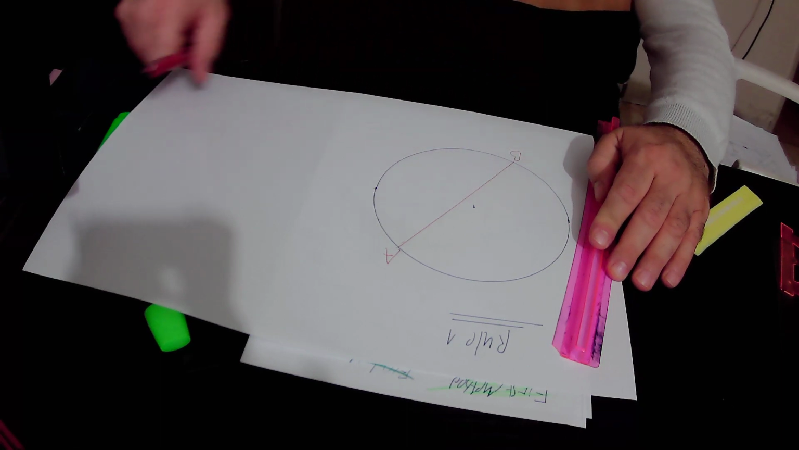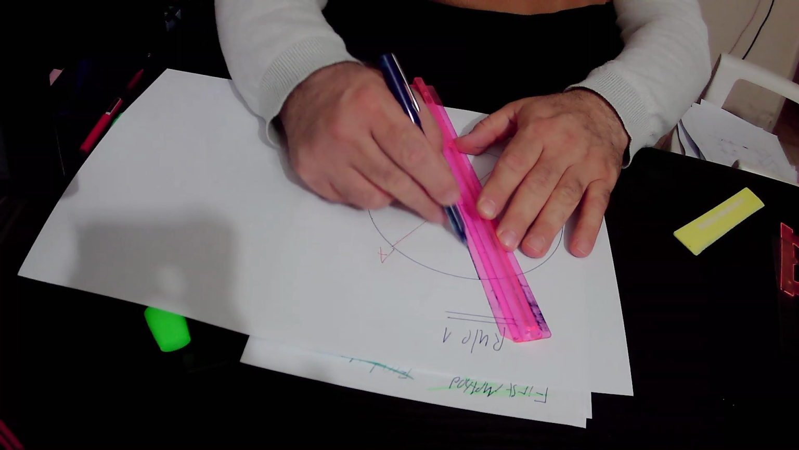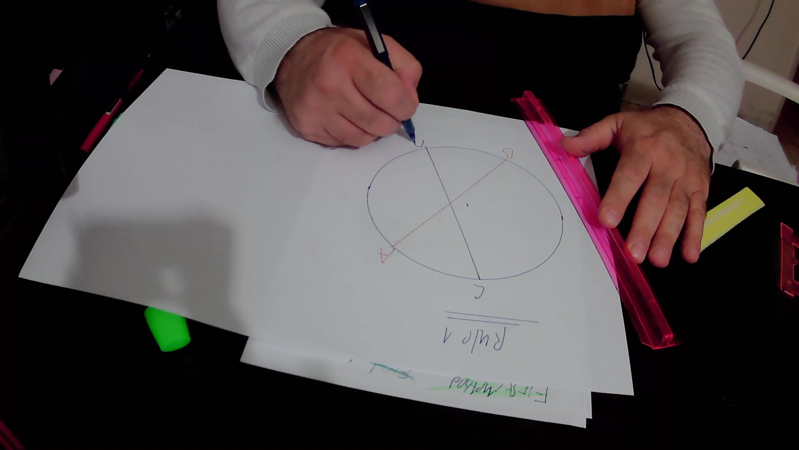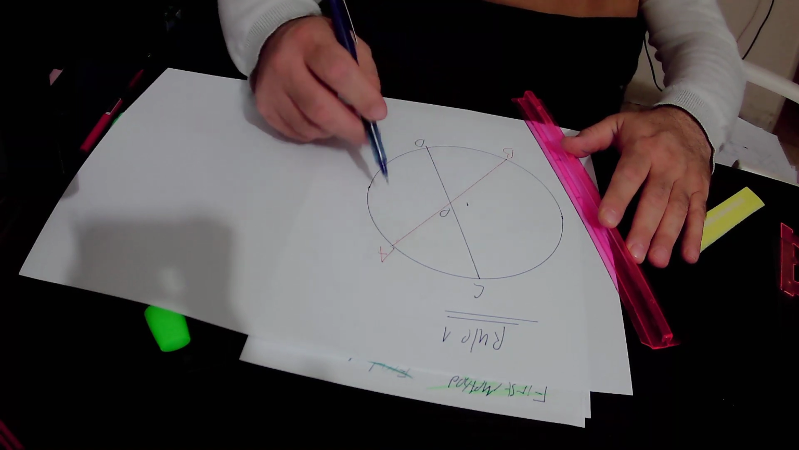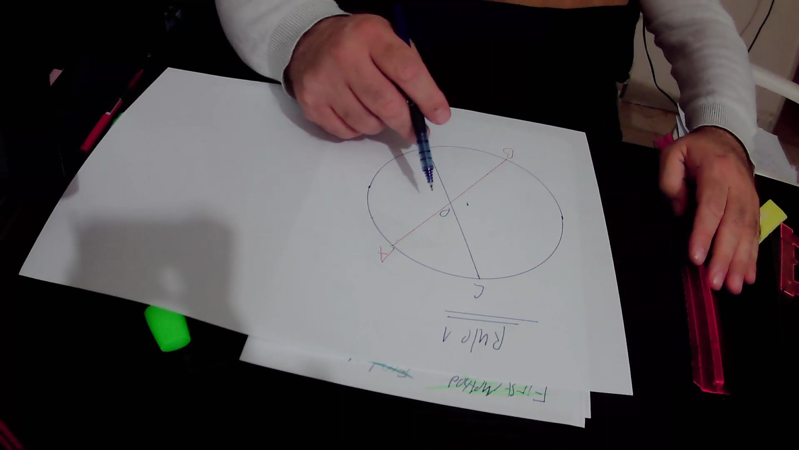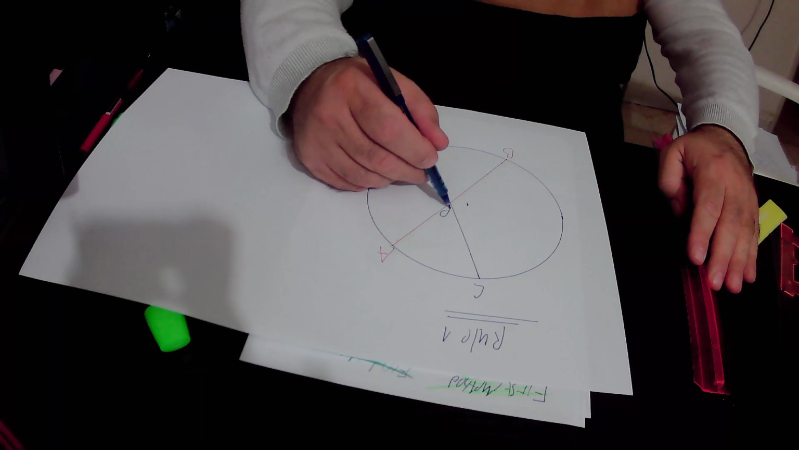That intersects with chord CD. This is chord CD at point O. I'll repeat again: chord AB intersects with chord CD at point O. Point O is the intersection point of chord AB with chord CD.